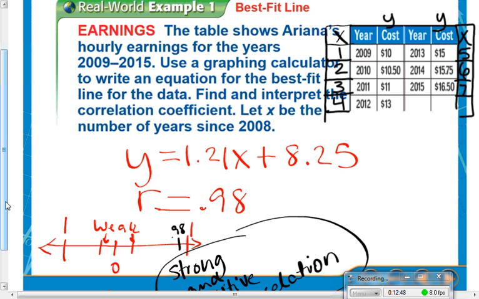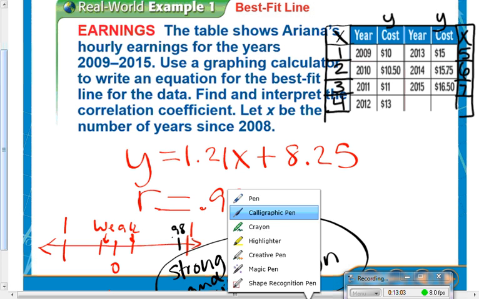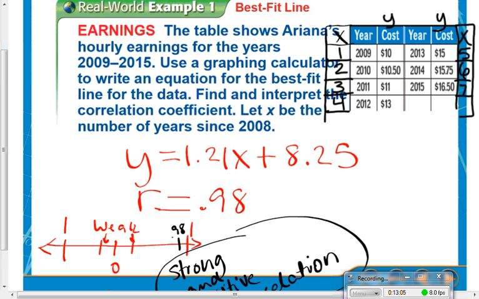And so what we can do is we can feel pretty confident that if we plug in a value for something else, then we can definitely feel pretty confident in what our answer is going to be. So this last sentence here says, let X be the number of years since 2008. Yes, we got that. Did they ask for something that they want us to predict about? No, not yet, but we'll get to there, okay?